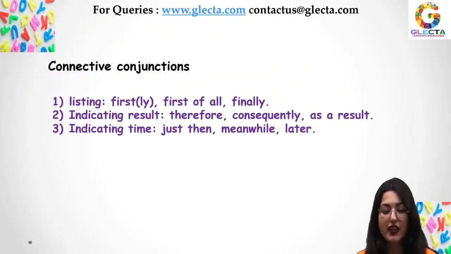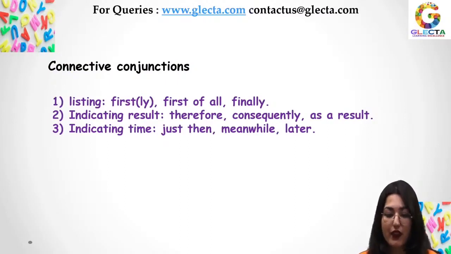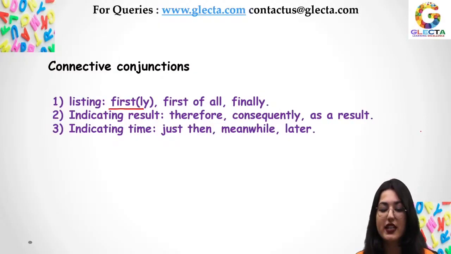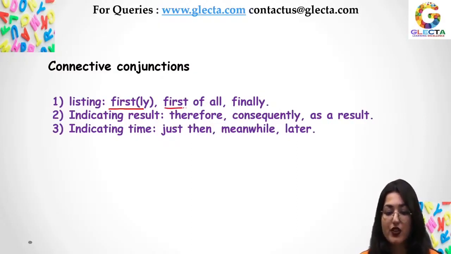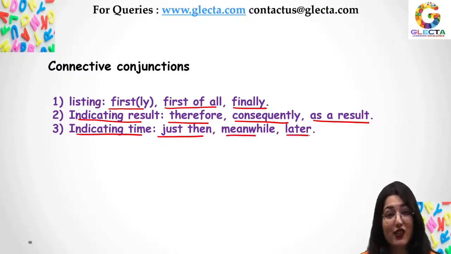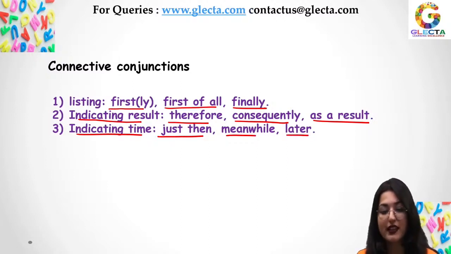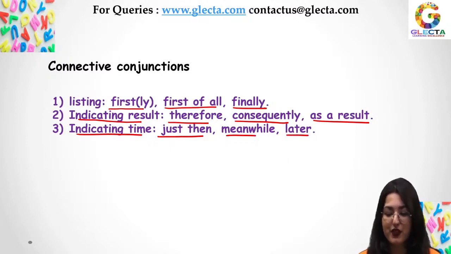So the rest of it is for listing the words you can use. Firstly, if you want to list something, you can use these words: firstly, first of all, finally. In case of indicating results, you can use therefore, consequently, as a result. Indicating time, you can use just then, meanwhile, and later. So these are a bunch of words you can use while using the connective conjunctions in different manners.